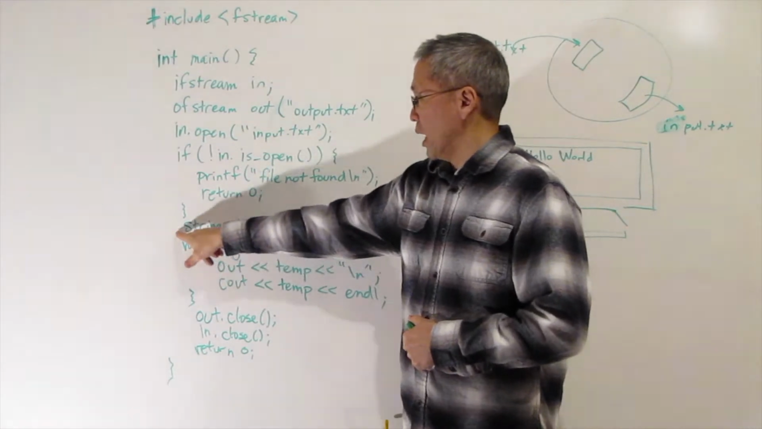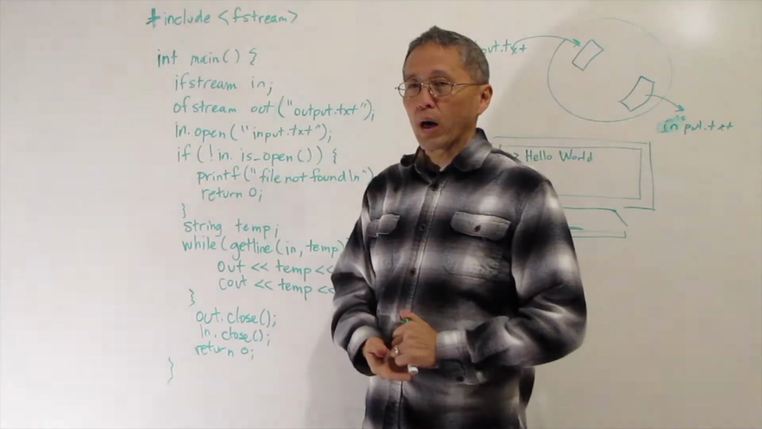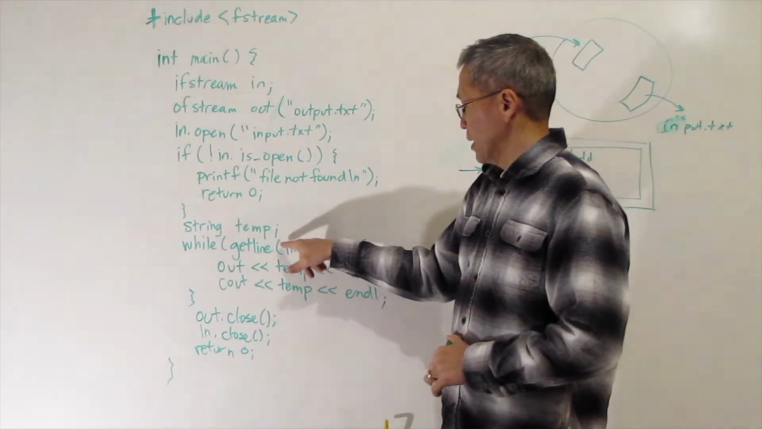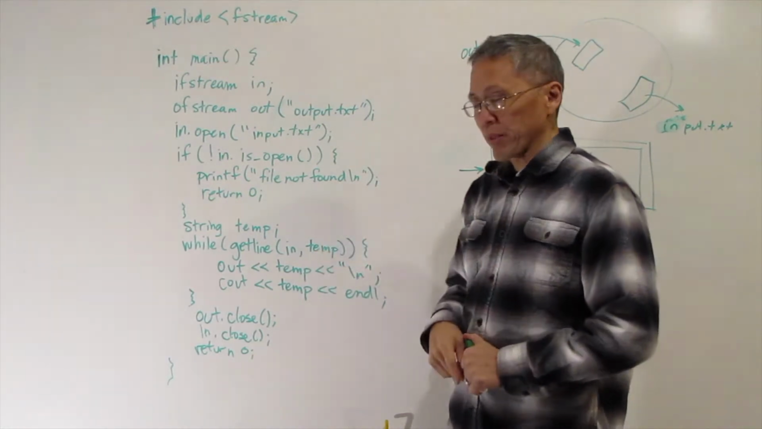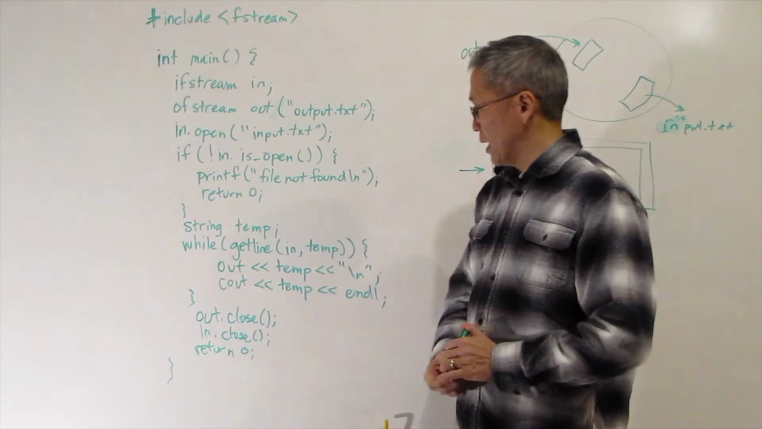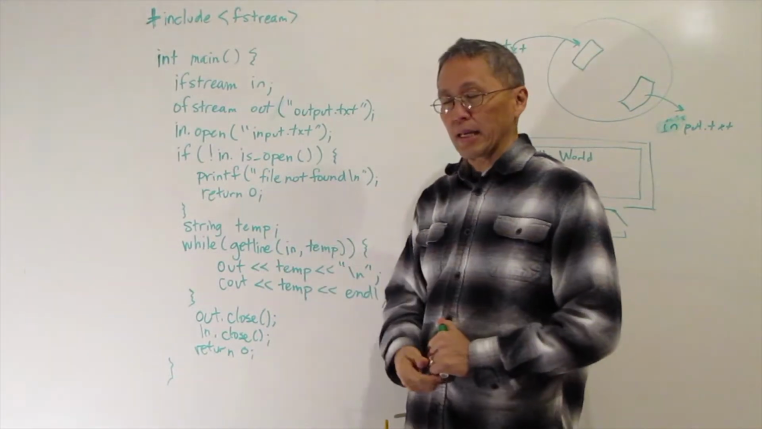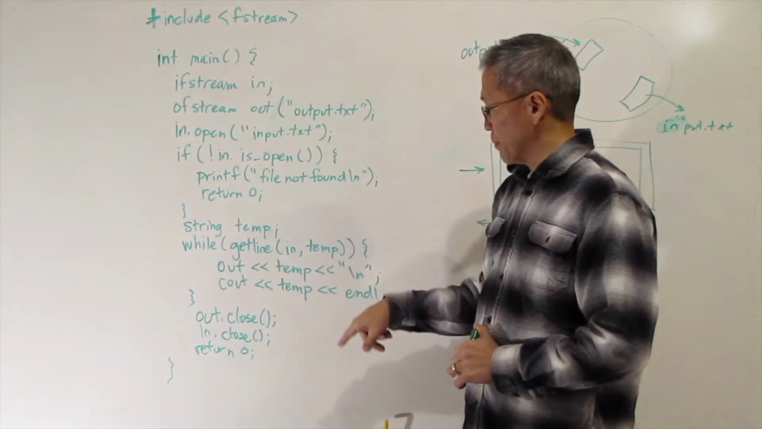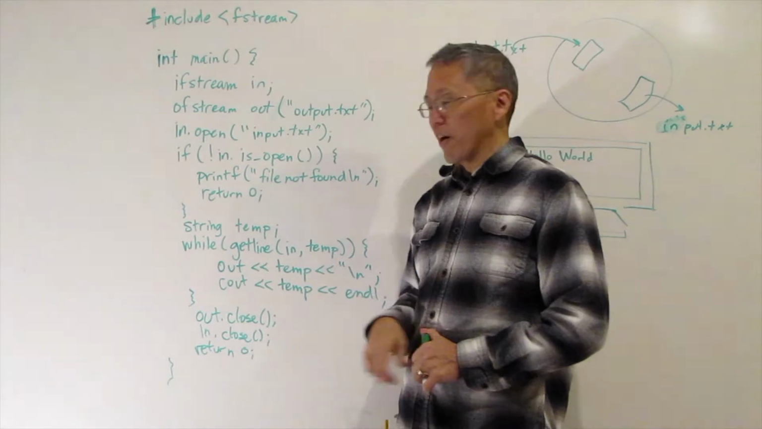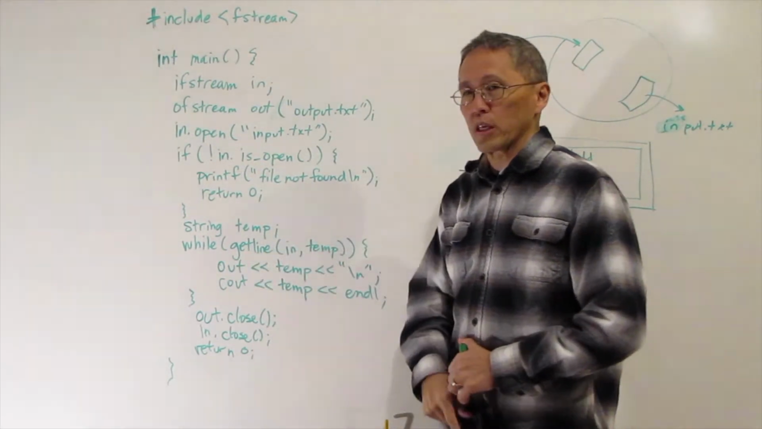Then what we're going to do, I'm going to declare a string called temp, and all this is going to do is take one line at a time, which is what the while does. So I do while getline open parentheses in comma temp. Normally we've had the cin when we do getline. Well, we changed that to just an in, and now we put a temp there. The temp is my string. So it's going to get the first line of the file. It'll bring it in, and then all it does is output it to the output file.